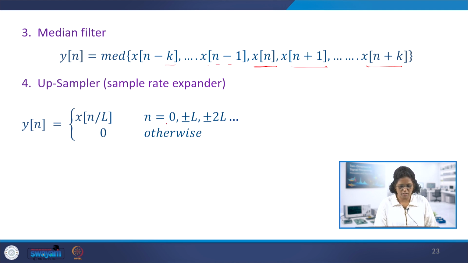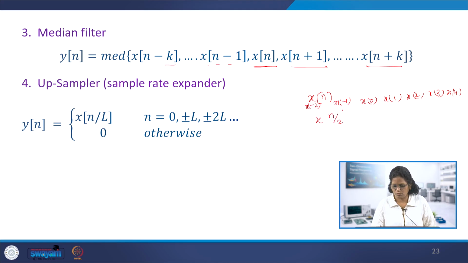This is valid for n equal to 0, plus or minus L, and plus or minus 2L. So, for example, here this x of n is a signal having x of 0, x of 1, x of 2 and x of 3 and so on, x of minus 1, x of minus 2 and so on. Suppose L is 2. Then the upsampler between 0 and 1, L minus 1 zeros are introduced.